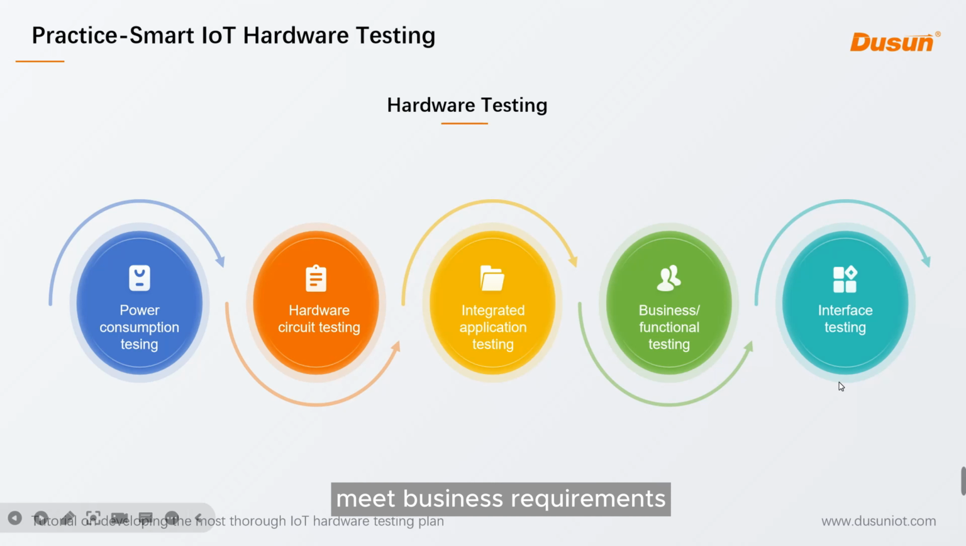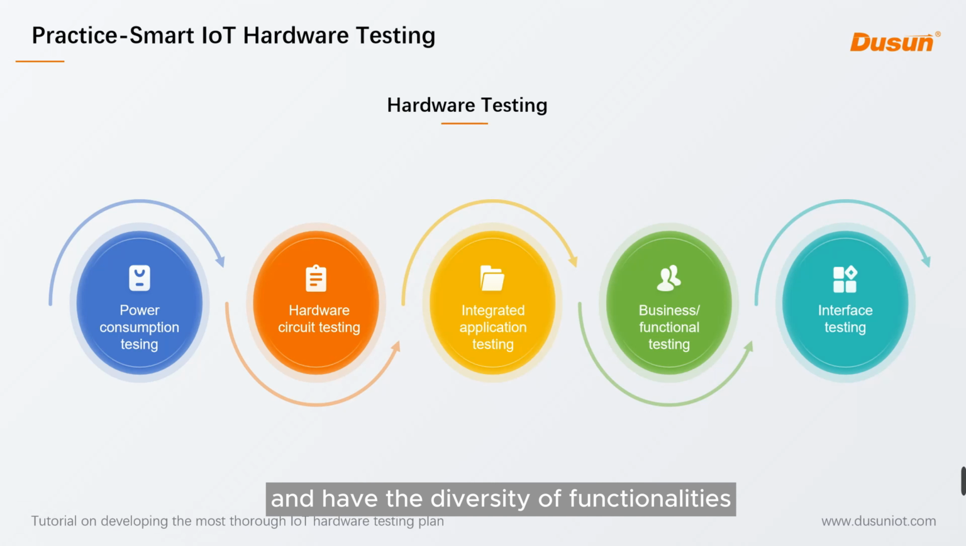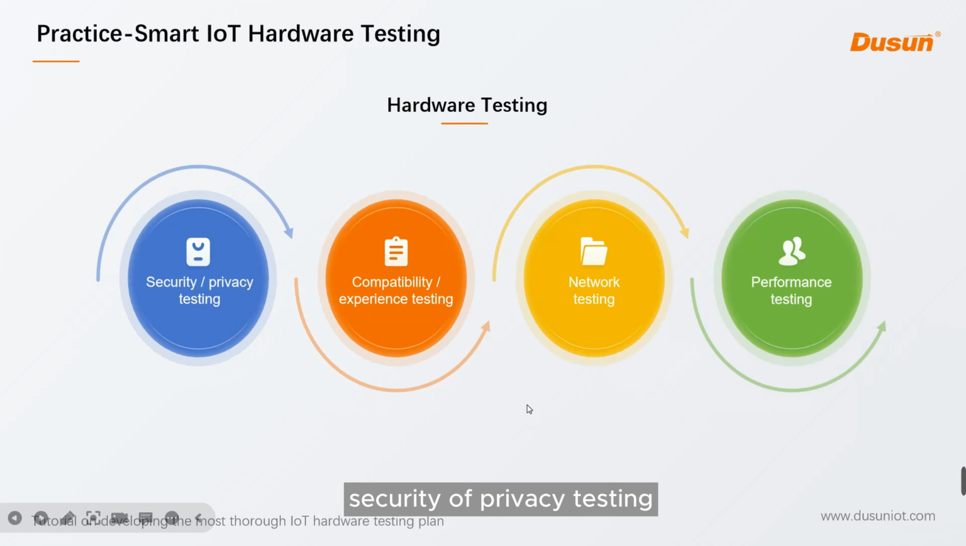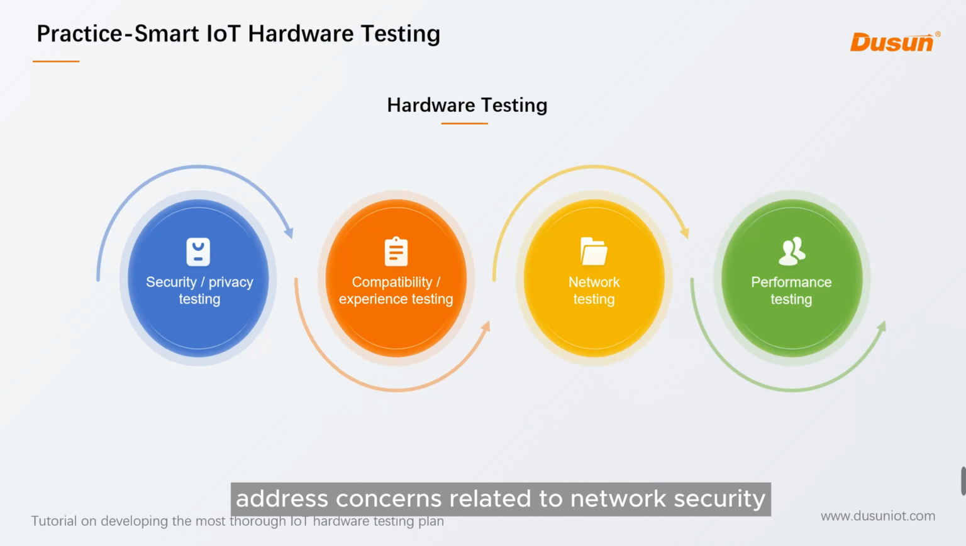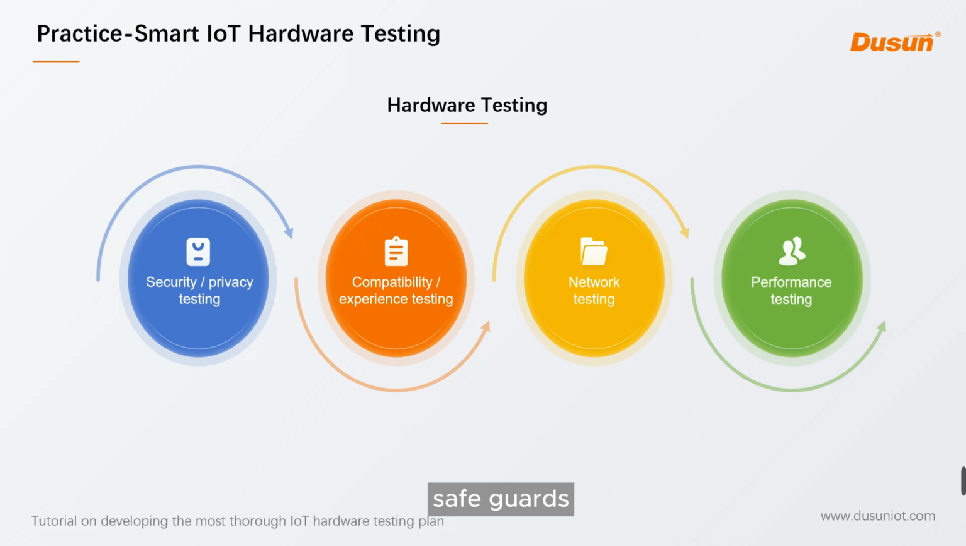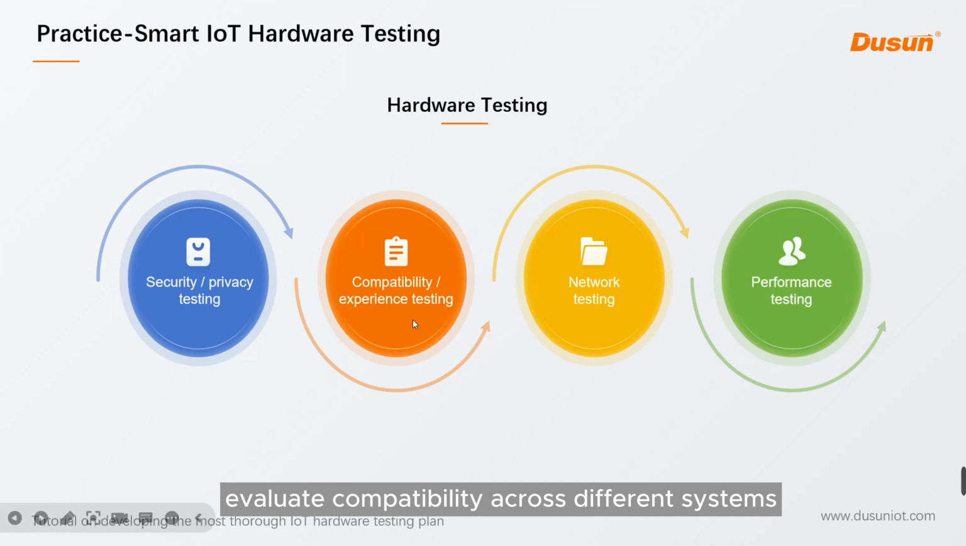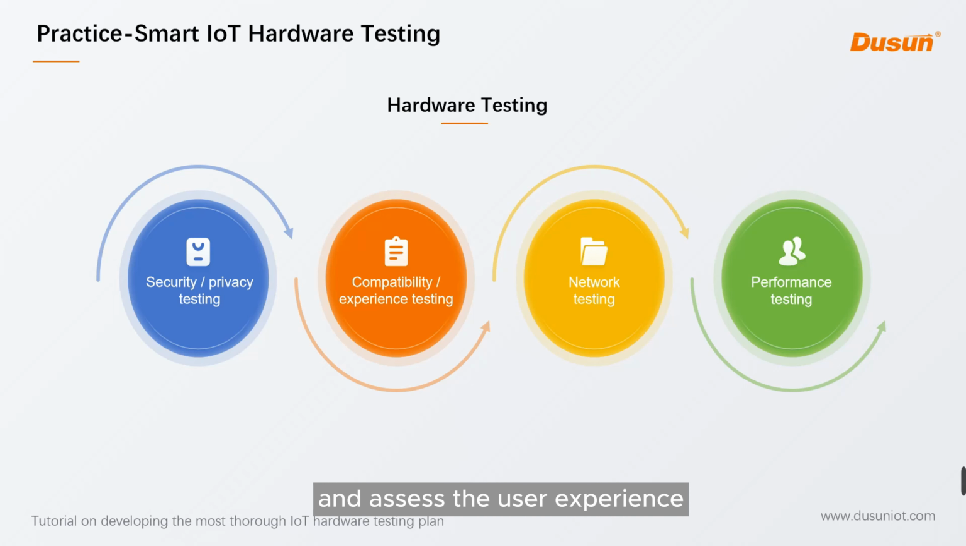Ensure the software meets business requirements and has a diversity of functionalities. Interface testing. Verify that interface returns are displayed correctly and assess the system's fault tolerance. Security and privacy testing. Address concerns related to network security, data encryption, permission protection, and privacy safeguards. Compatibility and user experience testing. Evaluate compatibility across different systems and assess the user experience.